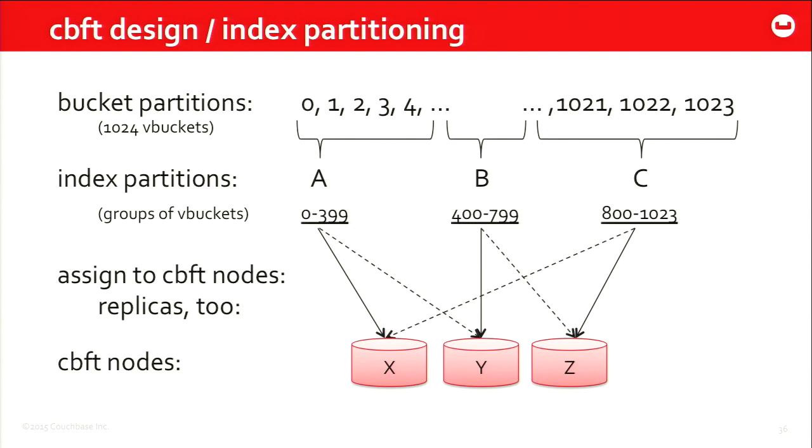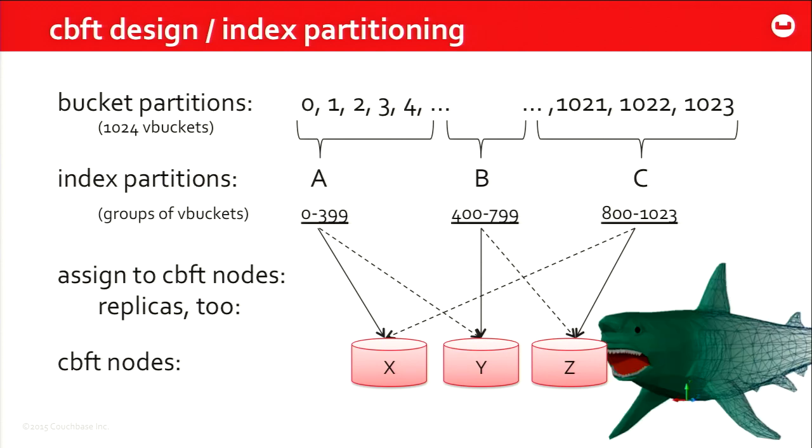And one of the features it also has is the ability to configure replicas of your index partitions, so that as you add them, replicas will be assigned to the multiple CBFT nodes. And that's important, of course, if something happens, the chaos shark shows up and chomps on one of your nodes and takes it down. That means your queries and index updates continue to happen.